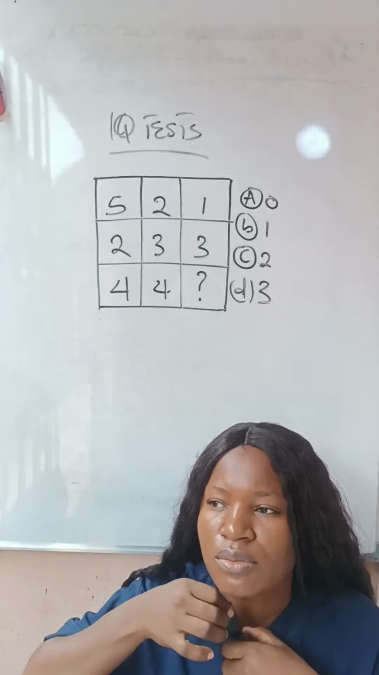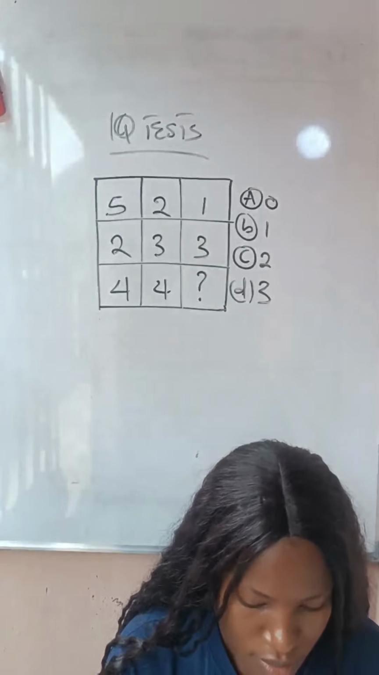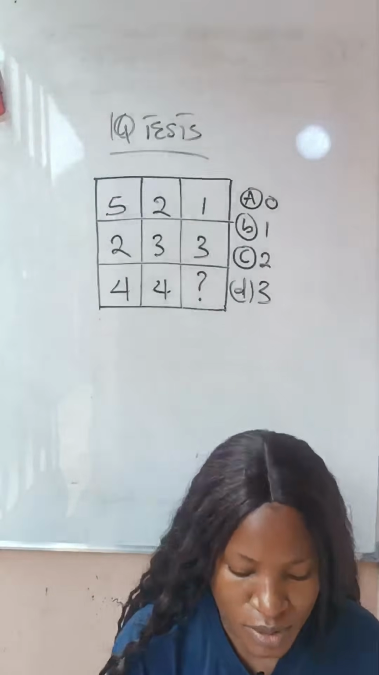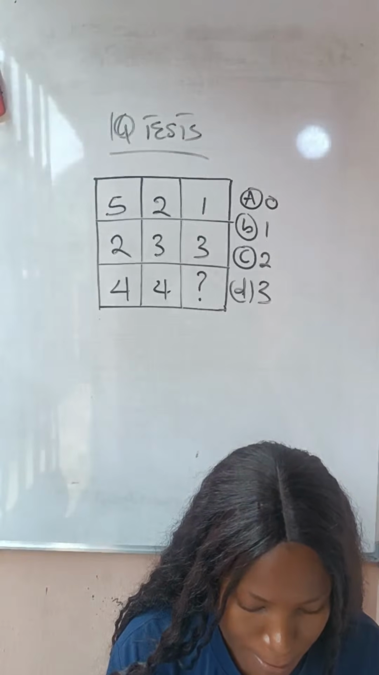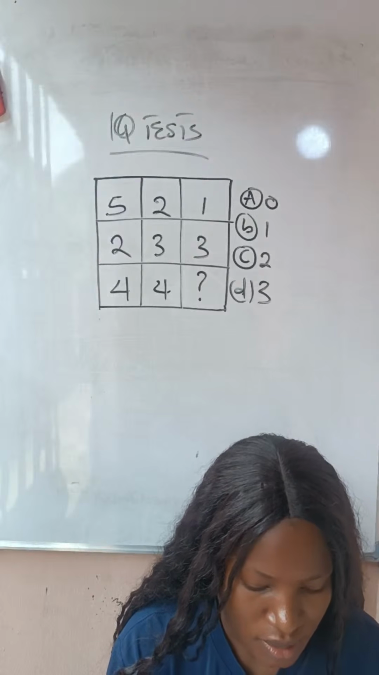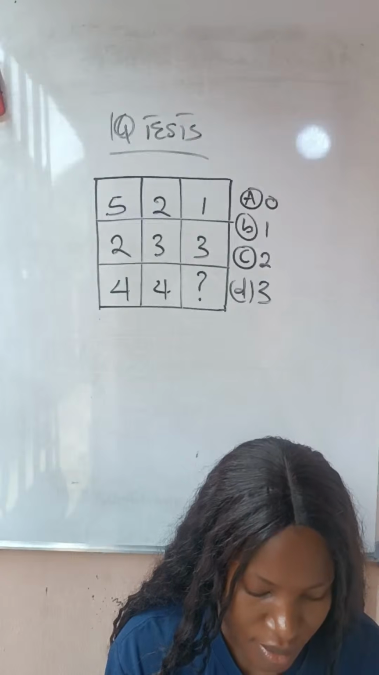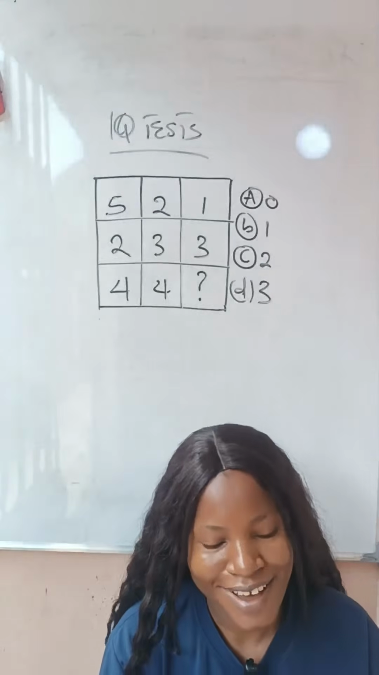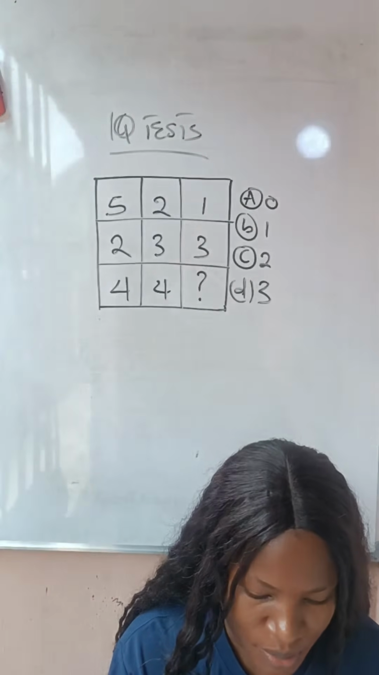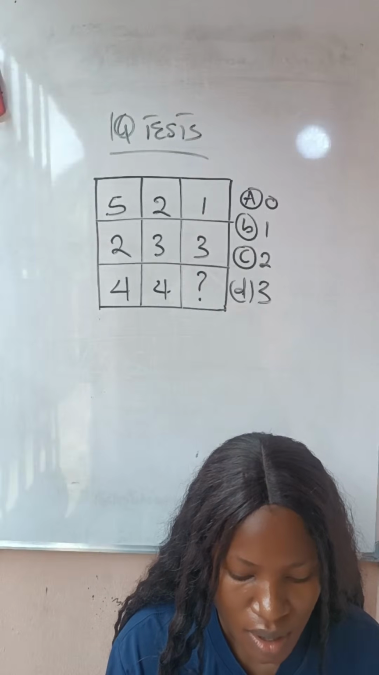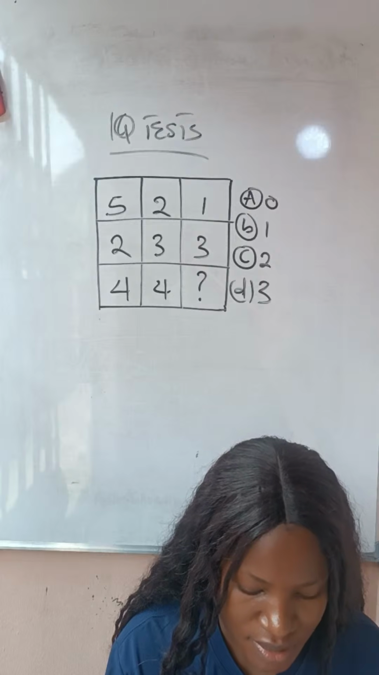This is falling off, so let me fix it here. Okay, so let's go. Let's see how this goes. What do you think the answer should be? Option A is 0, option B is 1, option C is 2, and option D is 3.